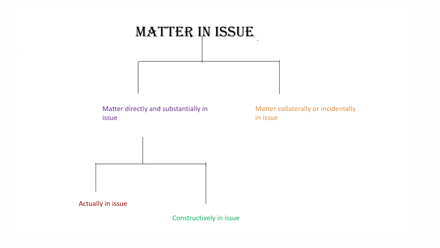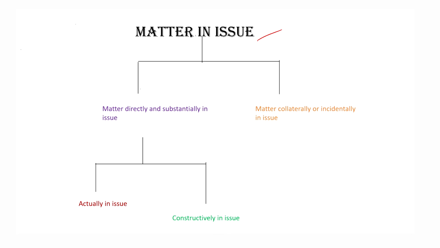So, see this chart, you can see how you can come to know the matter in issue. The first one is that matter in issue can be divided into 2 parts: matter directly and substantially in issue, and collateral or incidental. Just try to understand the meaning of this res judicata. Otherwise, if you go just literally by the explanations or by the language of this Section 11, then it really becomes difficult for first year and second year students. That is the reason I framed this chart, so that you can try to understand it in simple language.